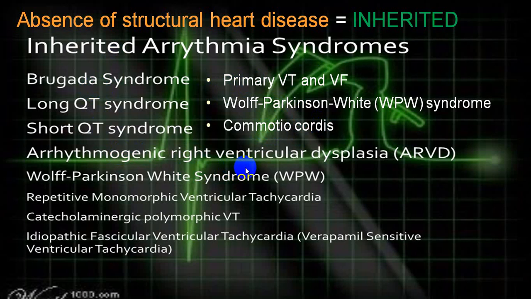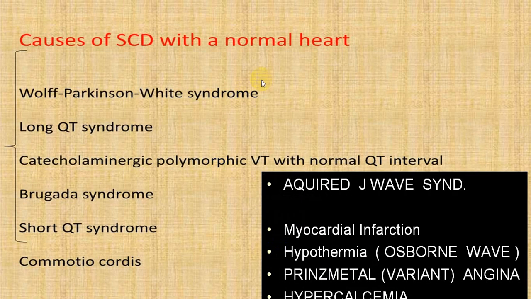Arrhythmogenic right ventricular dysplasia, Wolff-Parkinson-White syndrome, repetitive monomorphic ventricular tachycardia, catecholaminergic polymorphic ventricular tachycardia, and idiopathic ventricular tachycardia. These are all the big groups. They are all inherited groups. This is also labeled as CPVT, catecholaminergic polymorphic VT. We already mentioned all those, we can skip over.